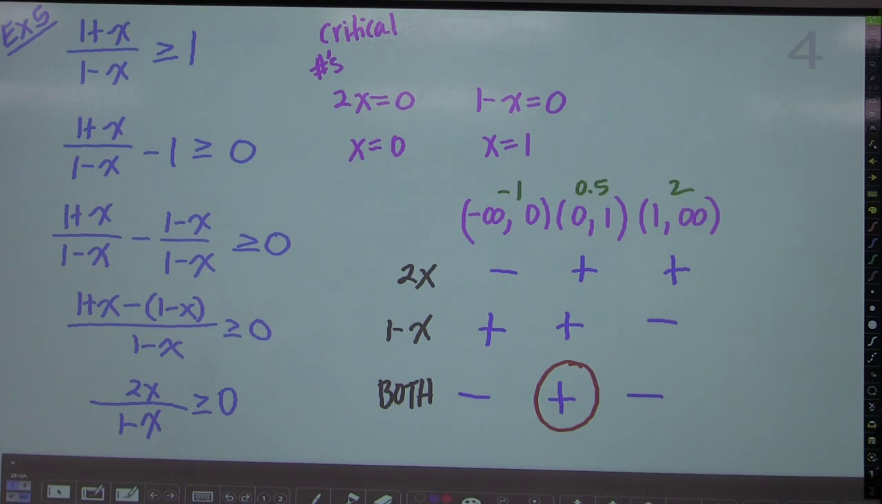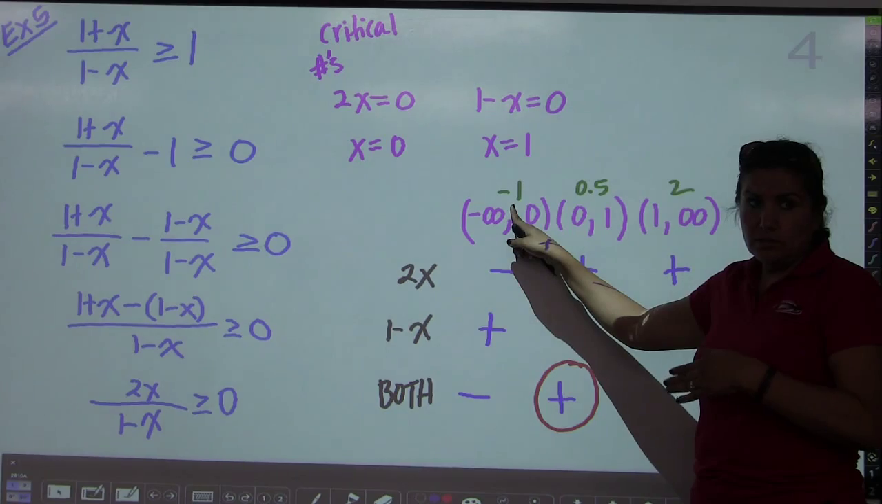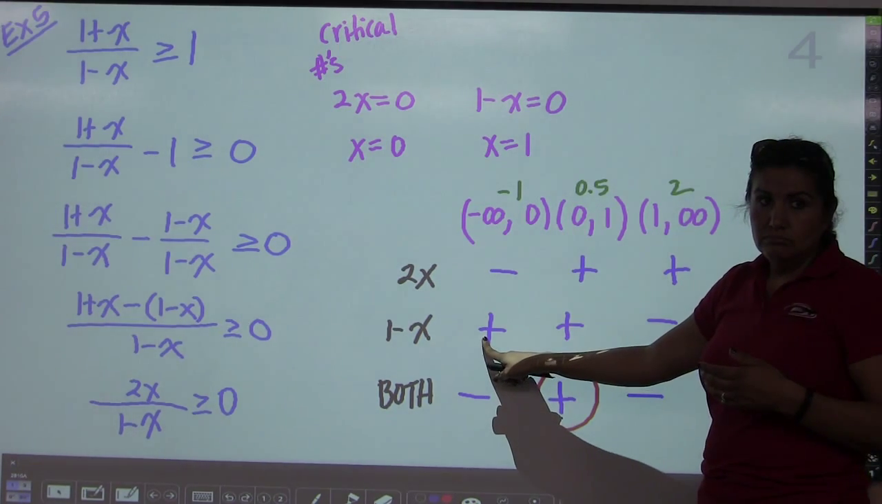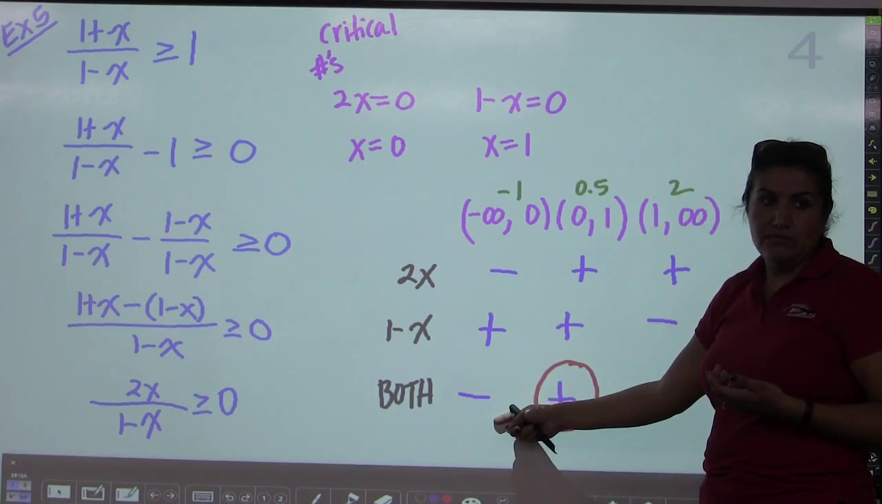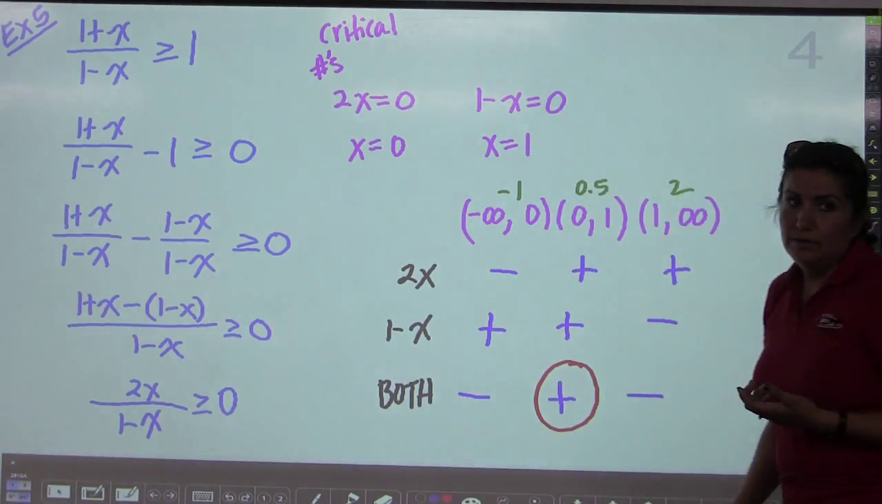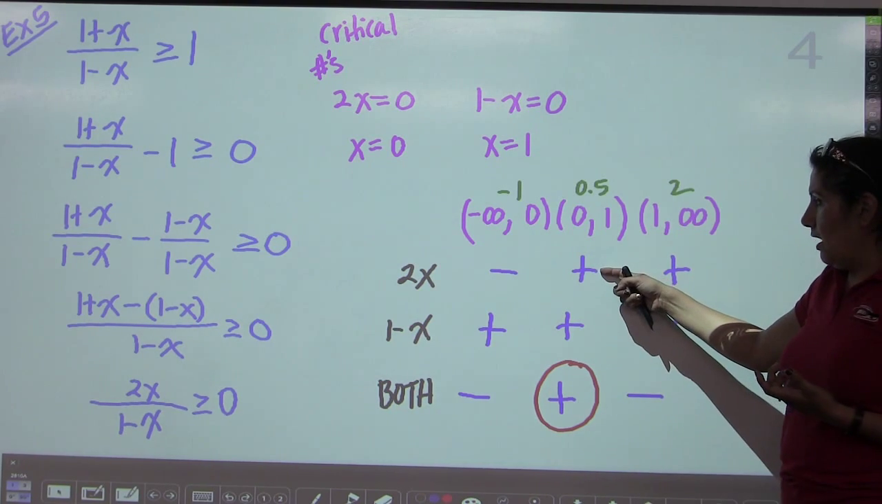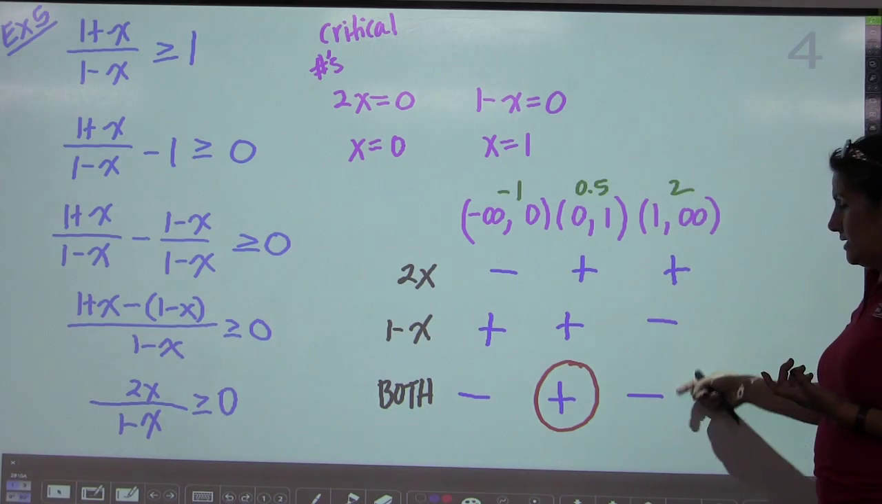So how do you do the last one? This is 1 minus negative 1, which is 1 plus 1, so positive 2. No, the both. Because a negative divided by a positive is a negative. So when I say both, I mean the combination of both of them together. And then positive divided by positive is still positive. Oh, okay. And positive divided by negative is negative.